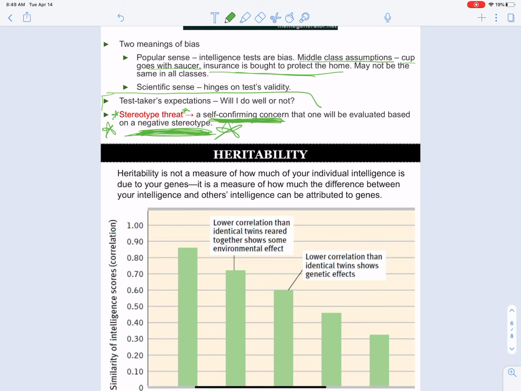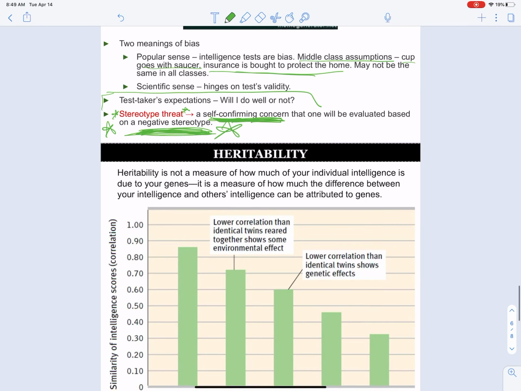Okay, this is often asked in questions on the AP exam regarding interviews. If you go into an interview assuming that someone will have a negative stereotype about you, you may perform in an interview to confirm those concerns, even if you don't believe them yourself. Okay, so that's called a stereotype threat.